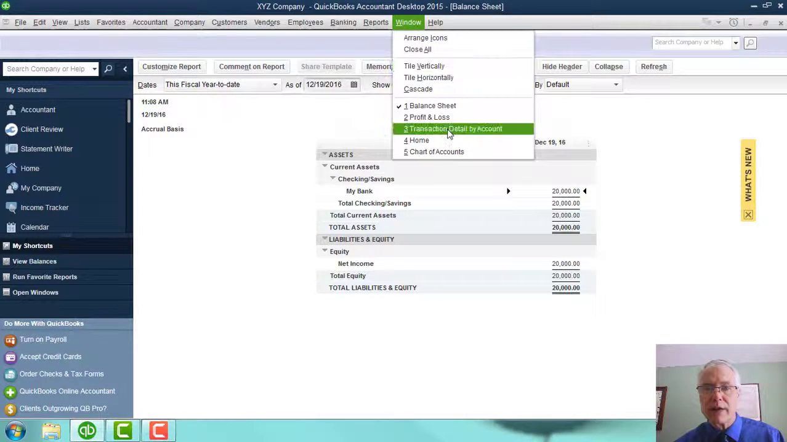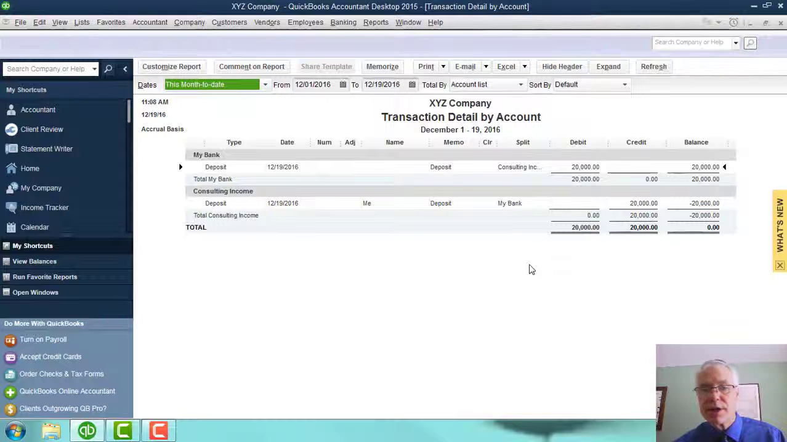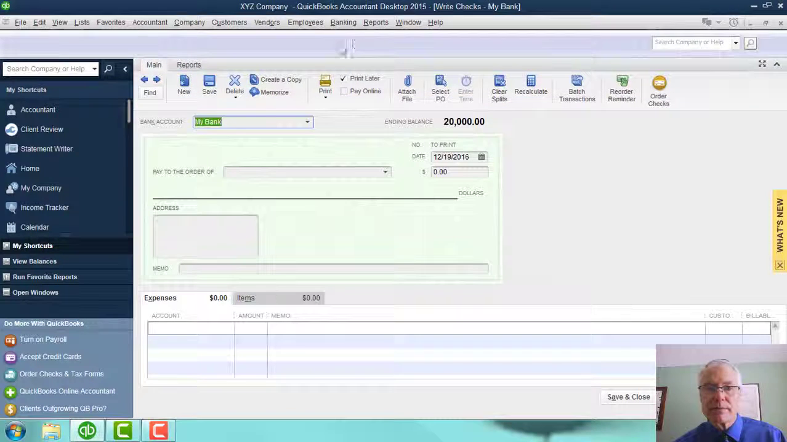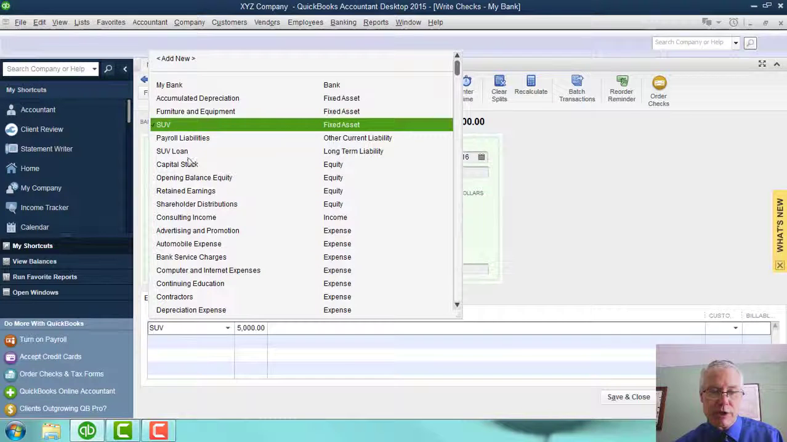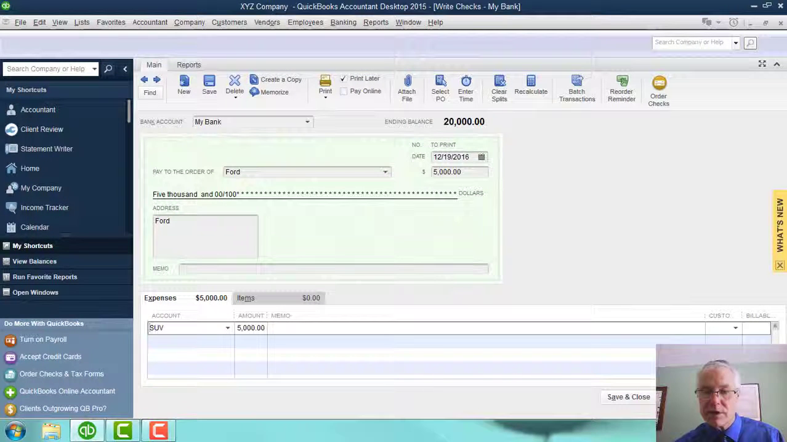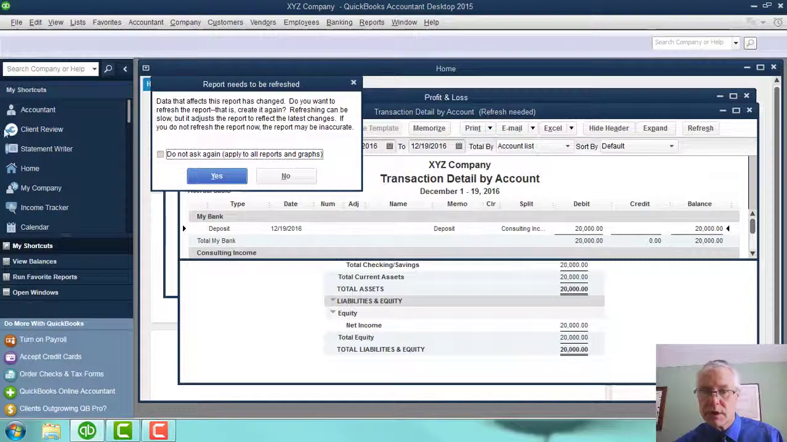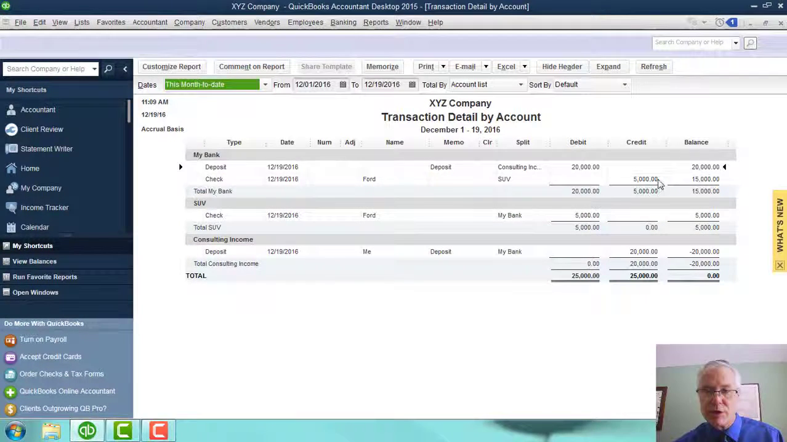Okay, it's back to this general detail report. Now we are going to go buy an SUV. So we're going to go banking, write a check, and we're going to buy right at the Ford. We're going to put down $5,000 on this SUV, and we put it to the SUV account. Save and close. There's your $5,000 check to Ford. There's your $5,000 in your asset SUV account.